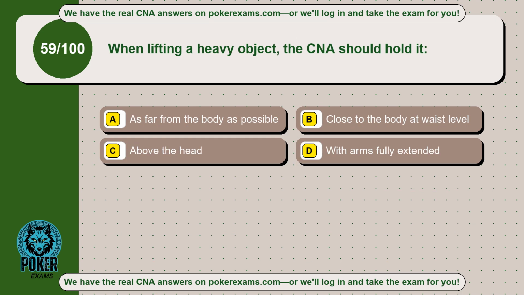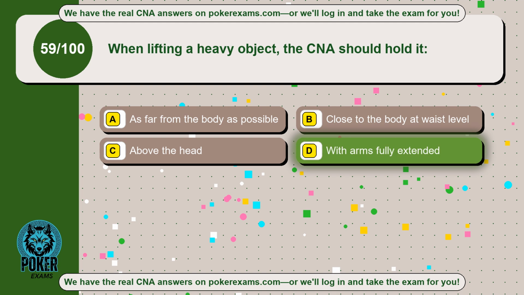Question 59. When lifting a heavy object, the CNA should hold it: Option A. As far from the body as possible. Option B. Close to the body at waist level. Option C. Above the head. Option D. With arms fully extended.